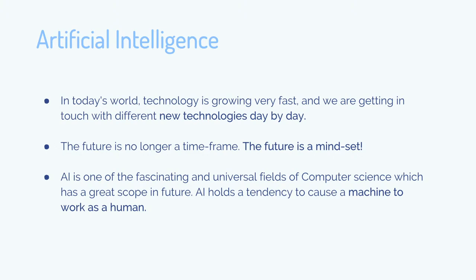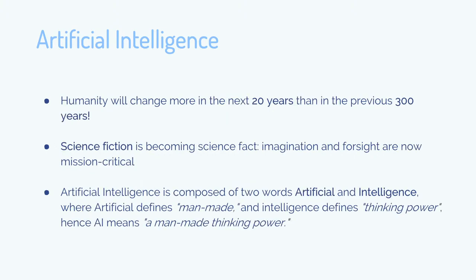So here you can see, in the next 20 years we will see some different changes compared to the previous 300 years. Okay, so why? Because of AI only. Because of AI, within the next 20 years we will achieve some AI completely.